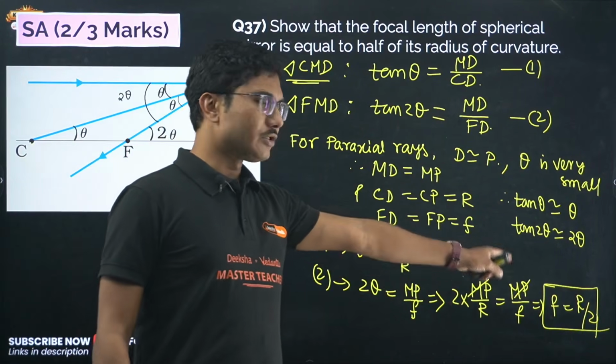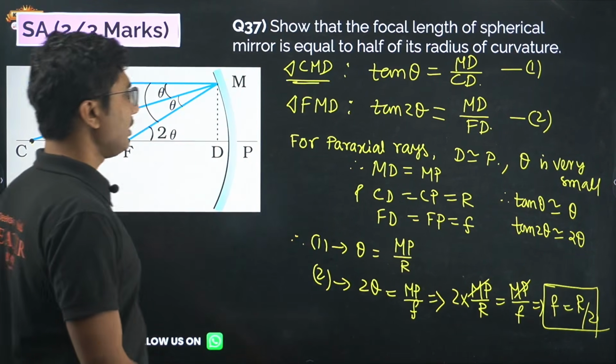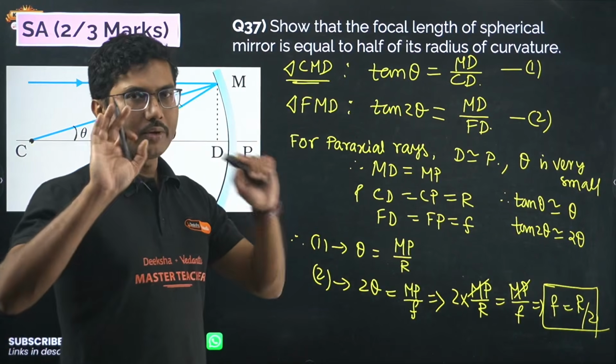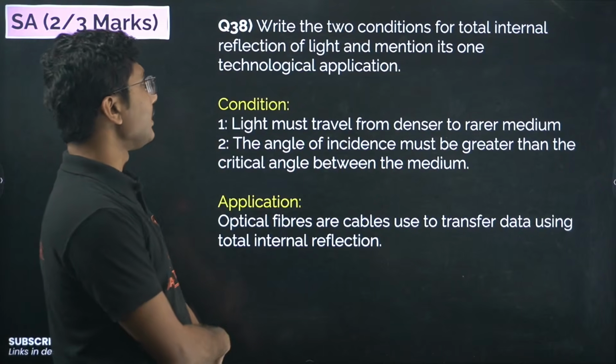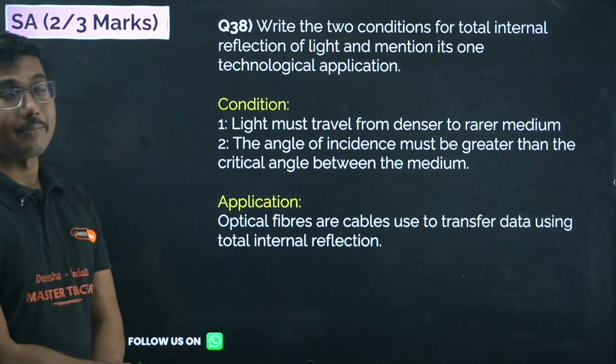So 2 by R equals 1 by F, or F equals R by 2. Okay, so this is the derivation. Slightly tricky, but if you practice it, you should be able to answer. Next, write two conditions for total internal reflection of light and mention its technological application.